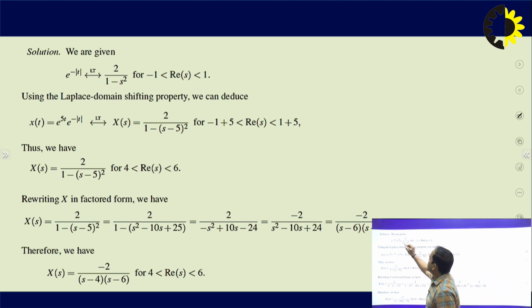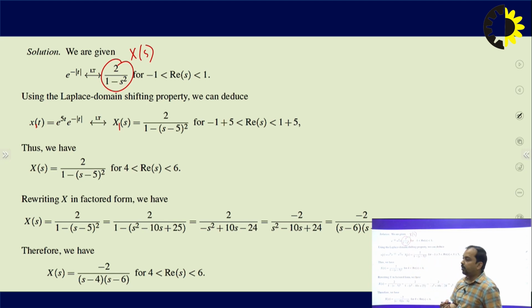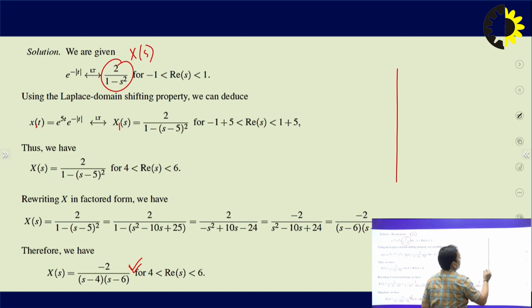So for x of t, we have the transform which is called x of S, and we have some new signal which is x1 of t. We can write down that x1 of S is whatever we have in x of S, we are going to shift in S domain. So we have to put S minus 5, and we can further solve this, and after solving this we can see that we have the new location of poles, which is plus 4 and plus 6.